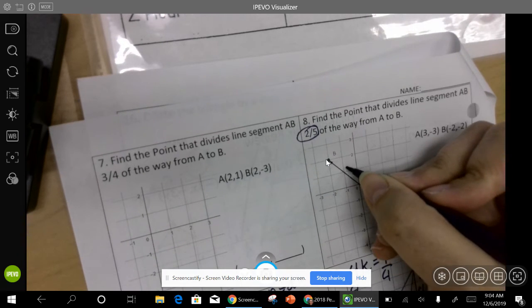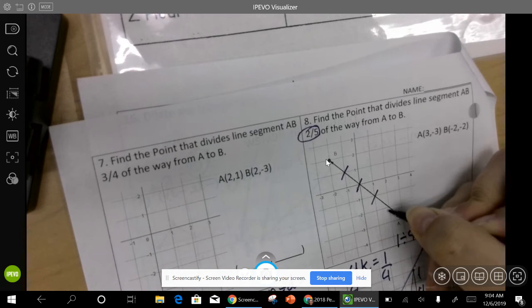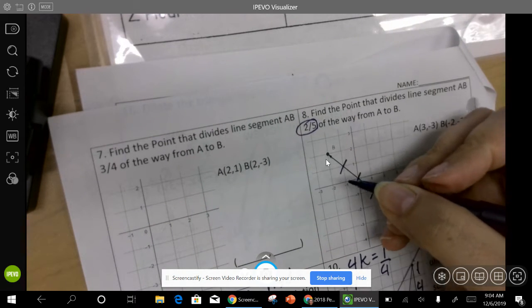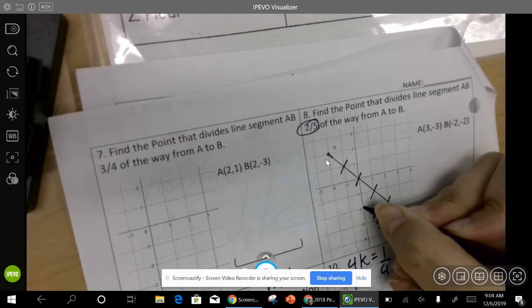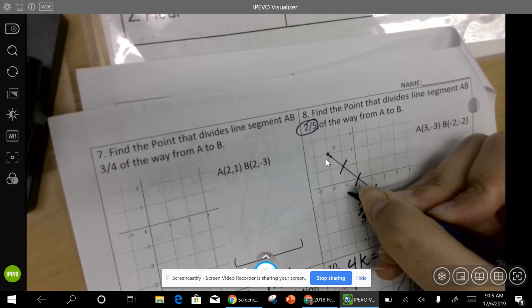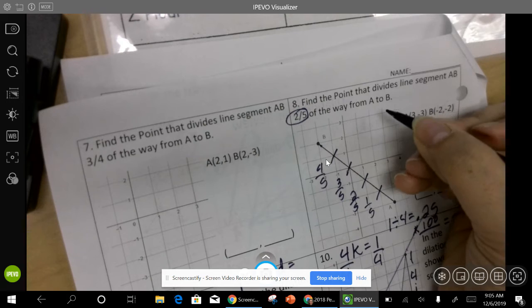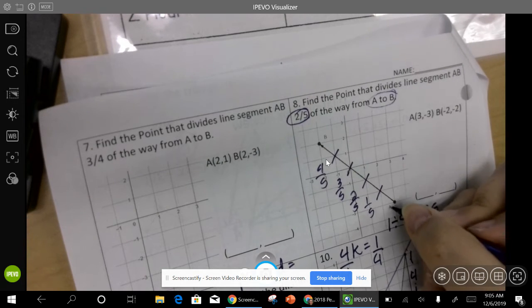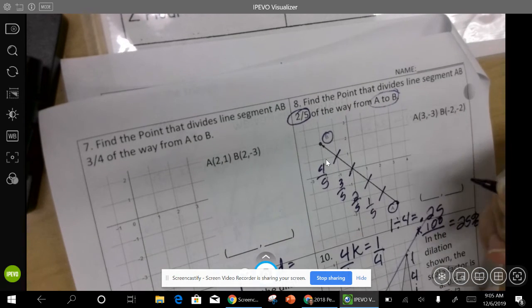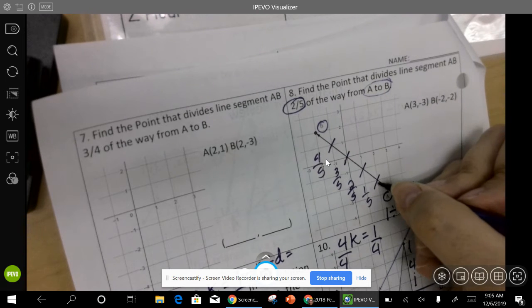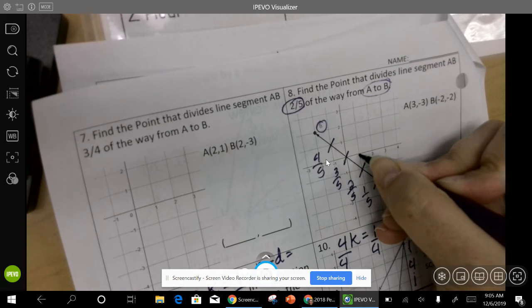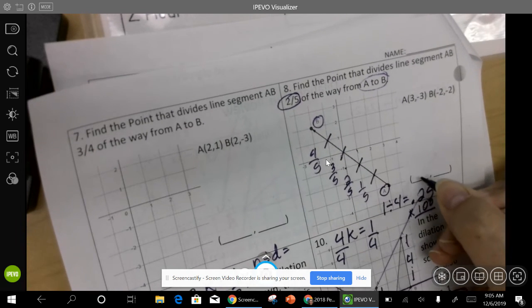Okay, for this one, everybody, it's divided into 2/5. So we want to divide it into 5. So I divide it into 5, so I have 1/5, 2/5, 3/5, and 4/5. Everybody be careful on this reading. So from A to B, it says 2/5, so 1, 2, so that point is 1, -1.